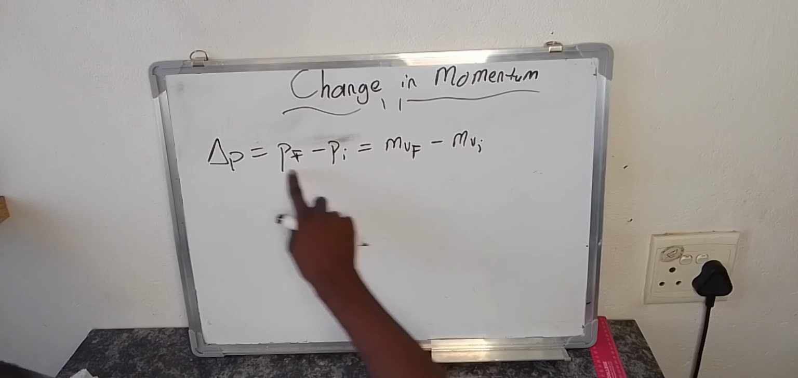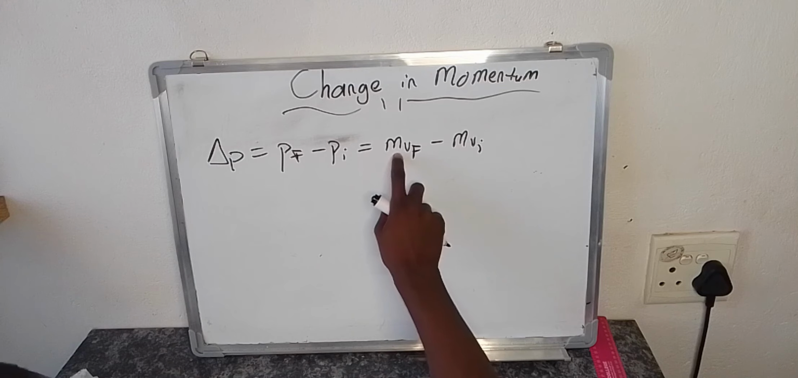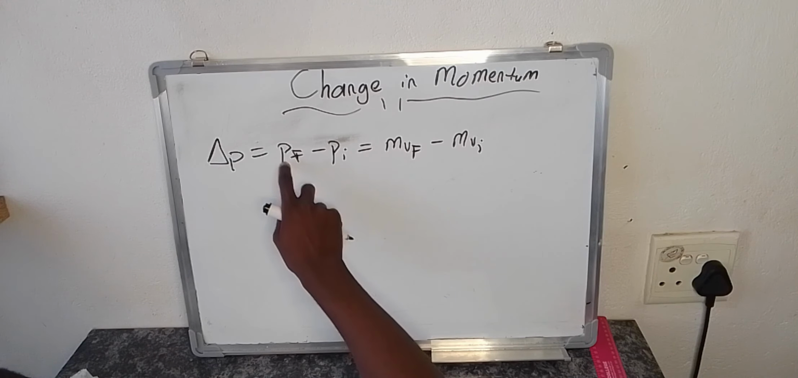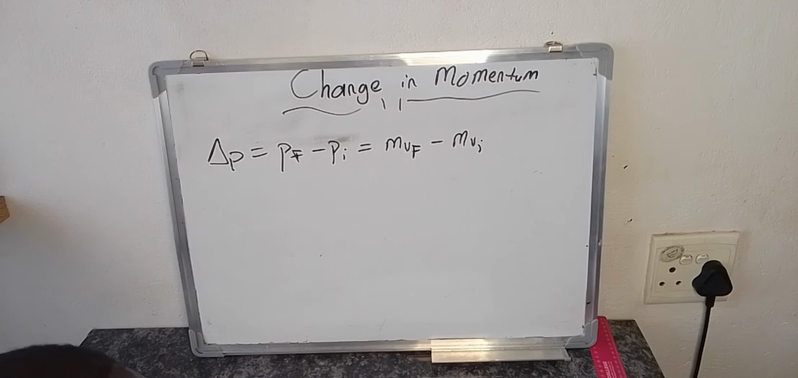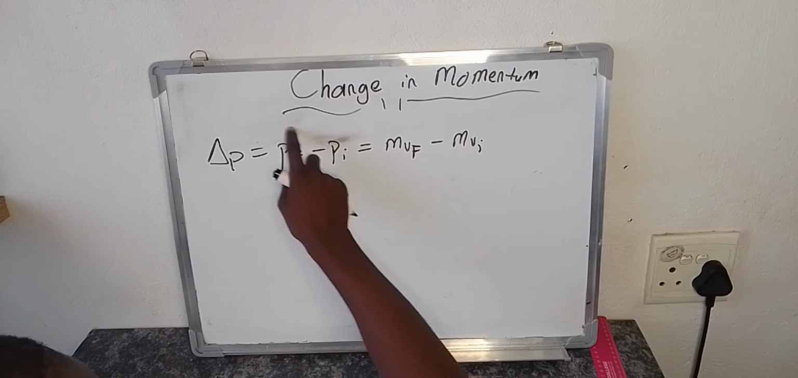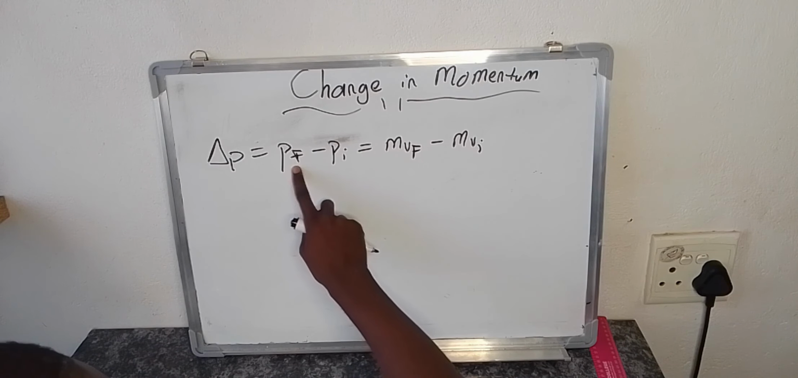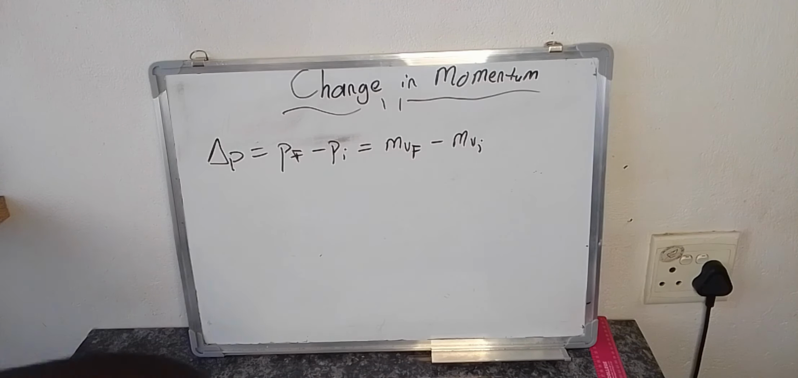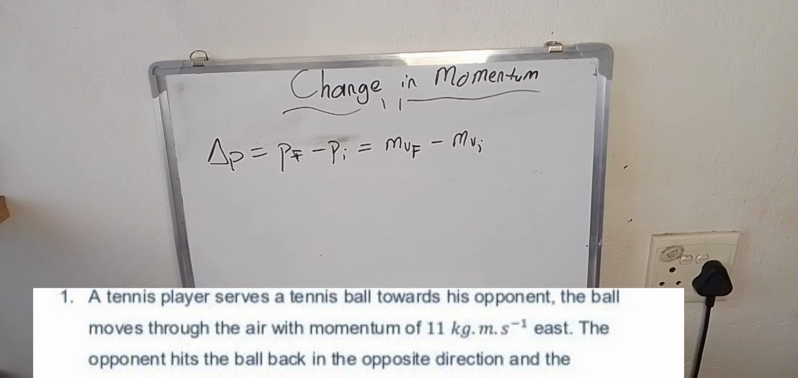So mv stands for P, that is why we replace P with mv. P final is the final momentum, and P initial is the initial momentum. So now let's try to answer the question on the screen so that we can apply this formula.